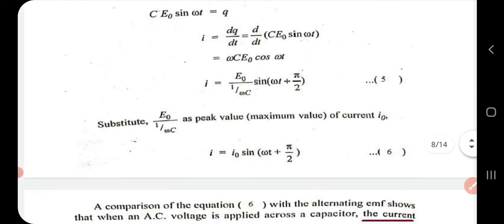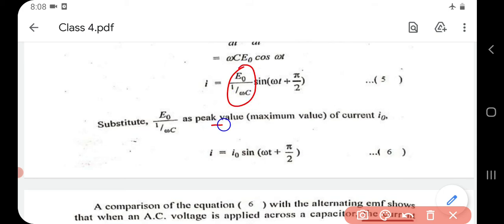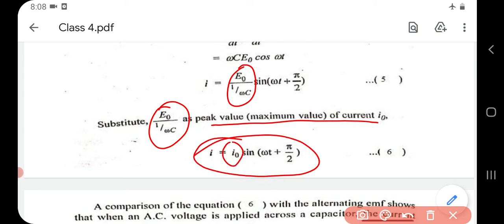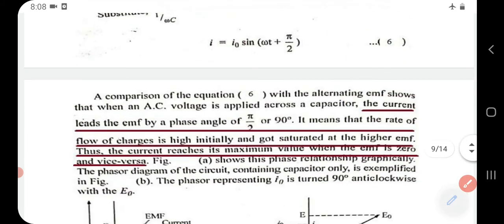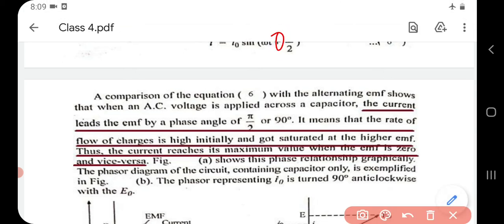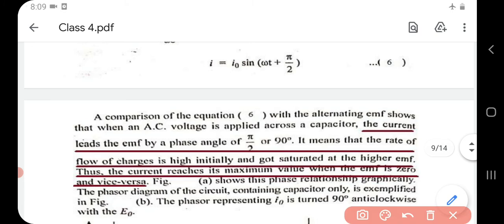Cos omega t, I already told, can be written as sin omega t plus pi by 2. Now here this one is the peak value or maximum value of current. So E0 divided by 1 by omega C can be written as I0. So I will be I0 sin omega t plus pi by 2. So here you can see that a plus sign appears, right? In the other case, in the inductor case, you can see a negative sign. That's why we said that current always lags behind EMF by pi by 2, right? In an inductor circuit, in place of this positive sign you have a negative sign, so we said that current always lags behind EMF by a phase angle of pi by 2.